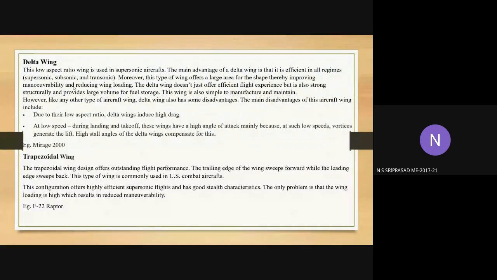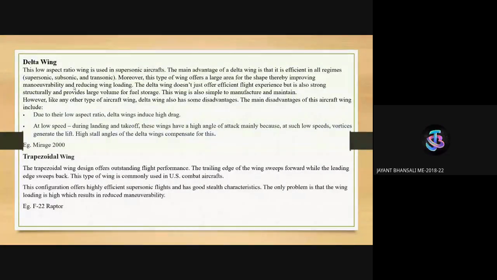The first one is your Mirage 2000. If you already know, this is the same plane that was used for the Balakot airstrikes. Remember, the Air Force conducted a deep penetration bombing strike in Pakistan. This was the plane used. Mirage 2000. Then you have the Tejas, like how Partha said. Then you have the MiG-21s. And finally, the most recent plane. Can someone tell me the most recent Indian Air Force plane? Rafale. Yes, Rafale is also a delta wing.